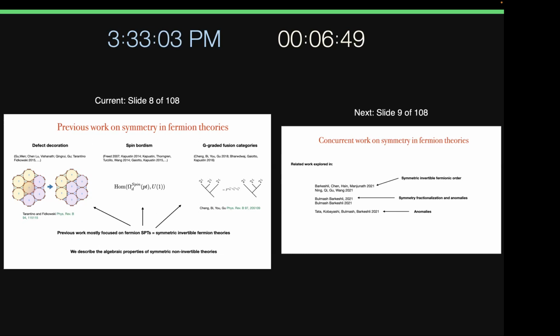Okay, so in particular, we will also look at the invertible phases, but we'll also look at non-invertible phases as well. And so in particular, these works here are all looking at fermionic phases of matter which only have one kind of non-trivial excitation. The kinds of topological orders we'll look at today will actually have many different kinds of topological excitations.